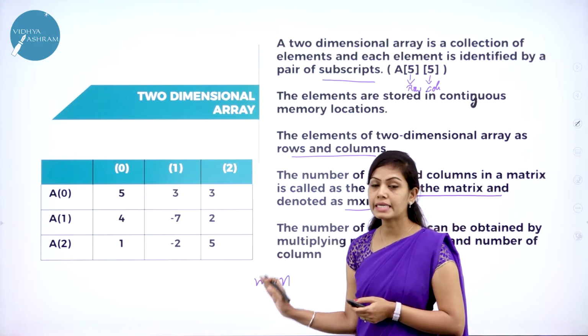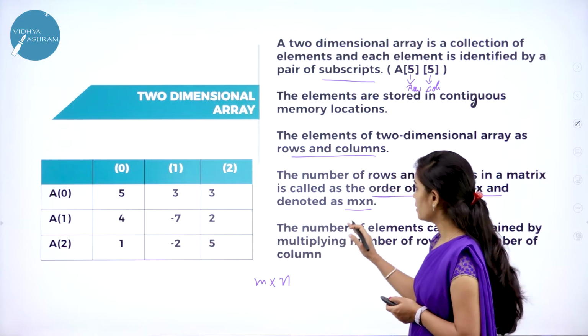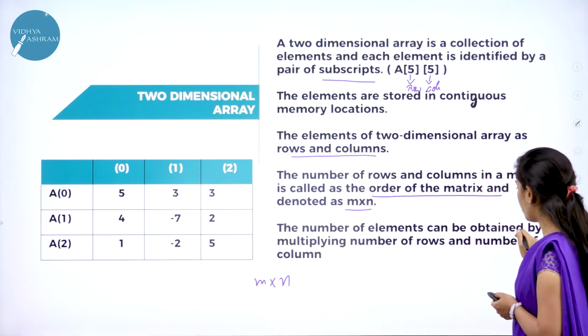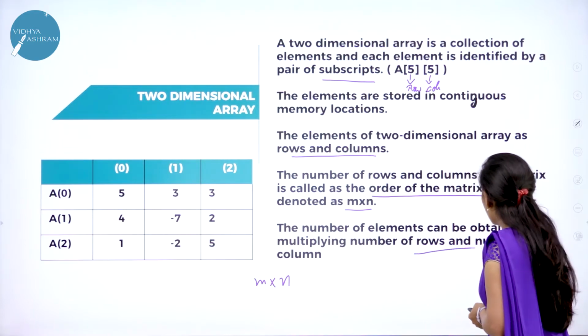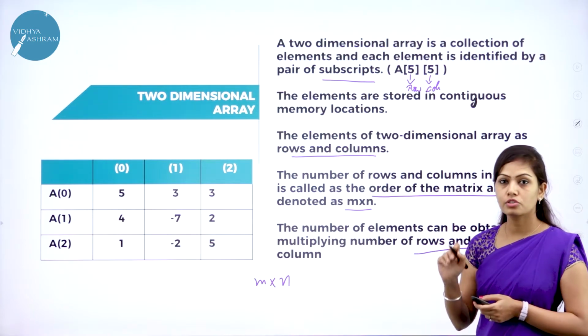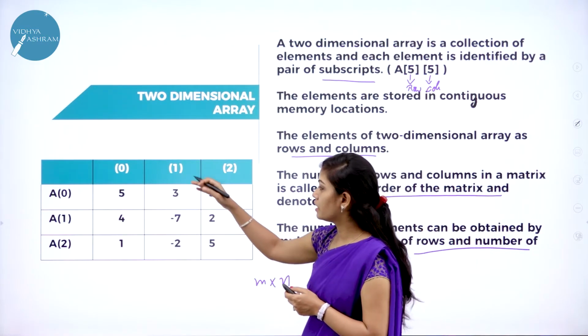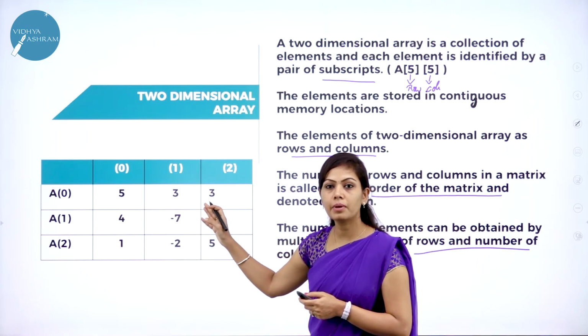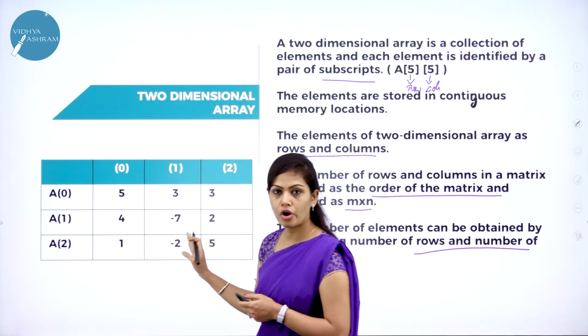The order of the matrix is denoted by m cross n, and the number of elements can be obtained by multiplying the number of rows and the number of columns. So, the number of elements is obtained by multiplying the number of rows and the number of columns. Example, this is one example for order of matrix.